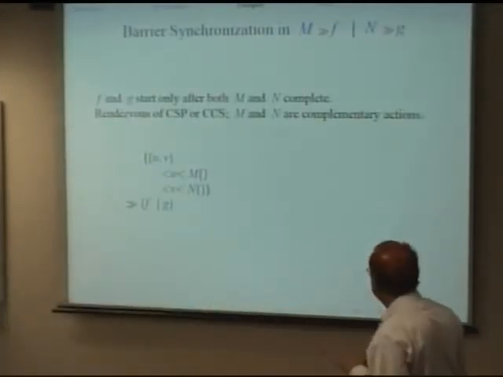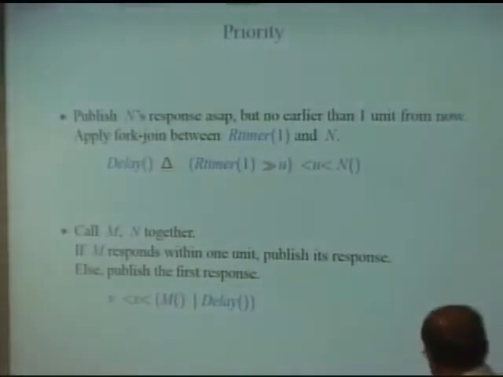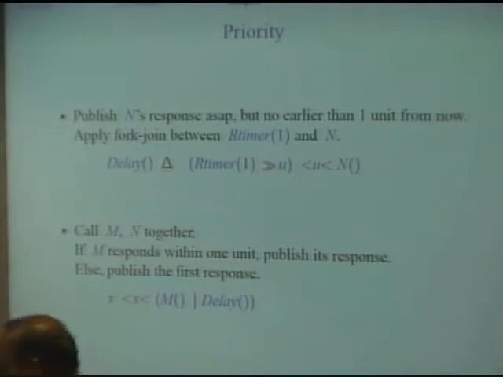Let me skip this. Barrier synchronization, that's quite easy. Priority. Let's just do this. I want to call a site N, and I would like to receive its response, but I don't want to receive it quickly. Strange thing. Why wouldn't you want to receive it quickly? No, I don't want to receive it quickly. Just hold off. So I want to call an airline, and now I'm going to go get a cup of coffee, and I'll be back in 10 minutes, and I don't want to receive that response for 10 minutes.